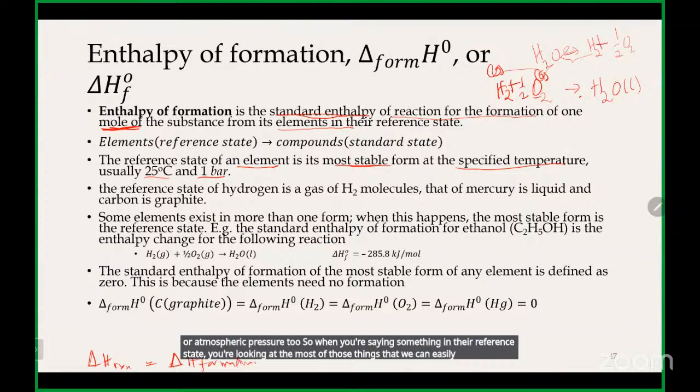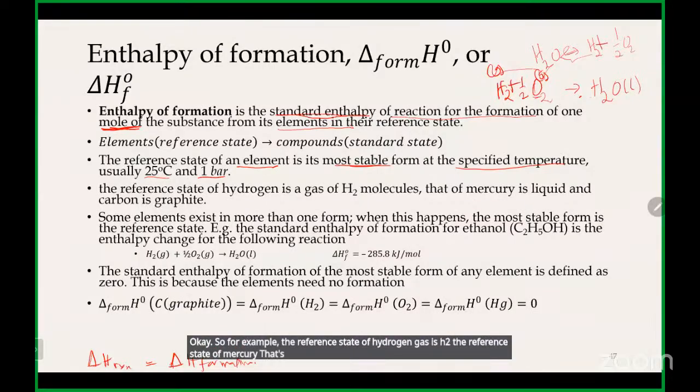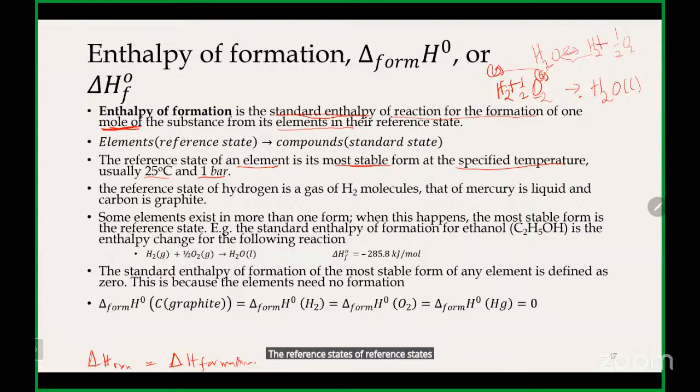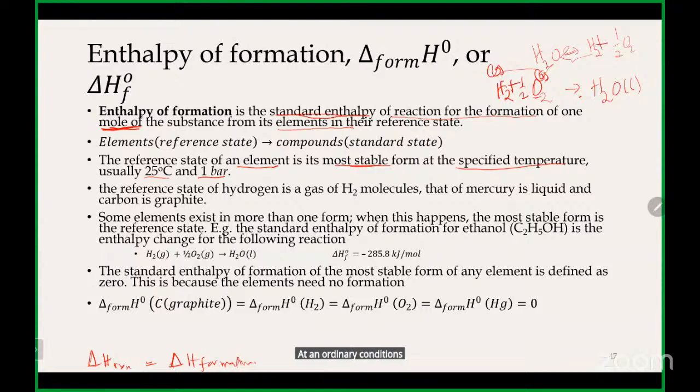Okay, so for example, the reference state of hydrogen gas is H2. The reference state of mercury, that liquid metal, is liquid. The reference state of carbon is graphite. The reference state of phosphorus is pink phosphorus. For those that exist in different allotropes, you look at their reference state as the most stable form at ordinary conditions, usually 25 degrees and 1 bar.